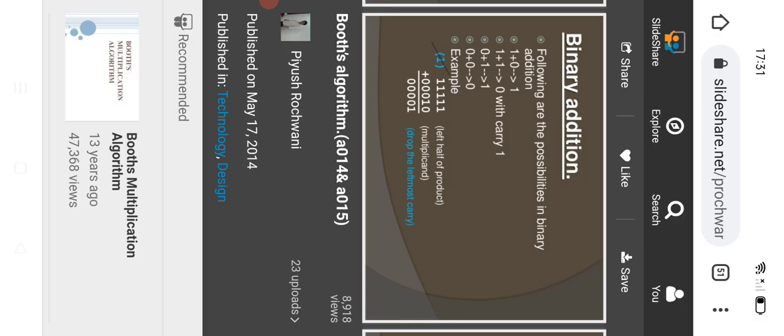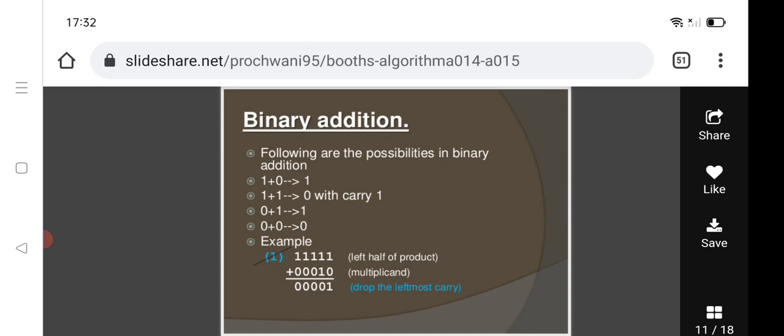For example, take the left half of the product, and the multiplicand value is, for example, 0, 0, 0, 1, 0. Now you need to drop the leftmost carry over here. If you perform the addition of these two numbers, what happens? 1 plus 0 is 1. 1 plus 1 is 0 here, carry 1.